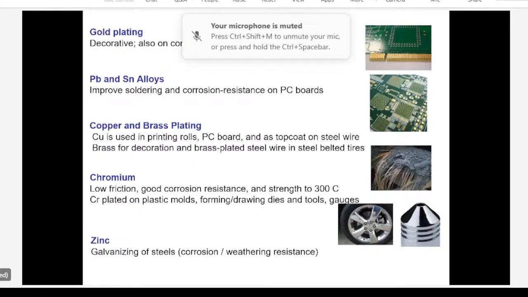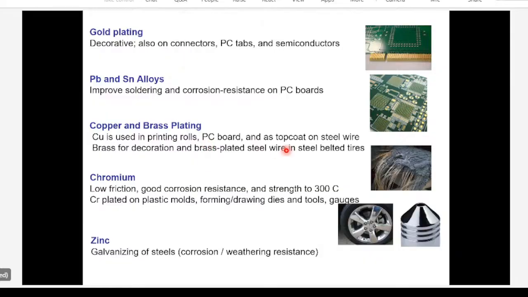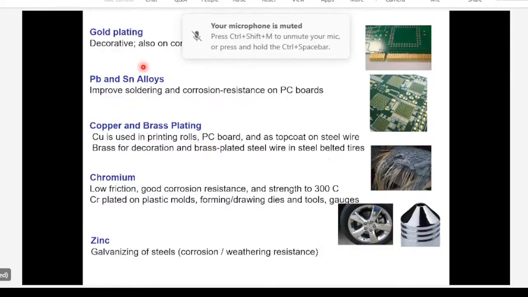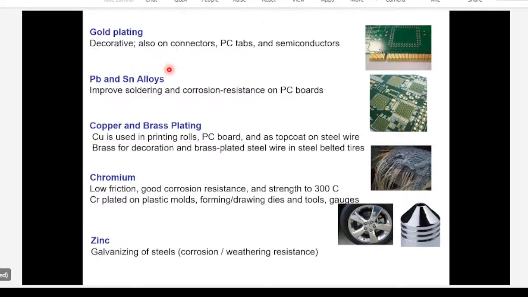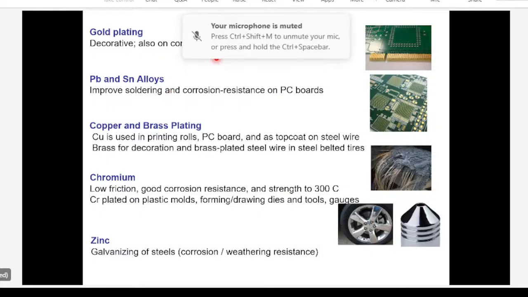Okay, all right. So here are some examples of metals that are most commonly plated. Gold is plated for decorative purposes, but it is also used in high technology applications because gold has very good electrical conductivity. So it is used in printed circuit boards as interconnects here. Lead and tin alloys improve soldering, and they also provide corrosion resistance on PC boards.